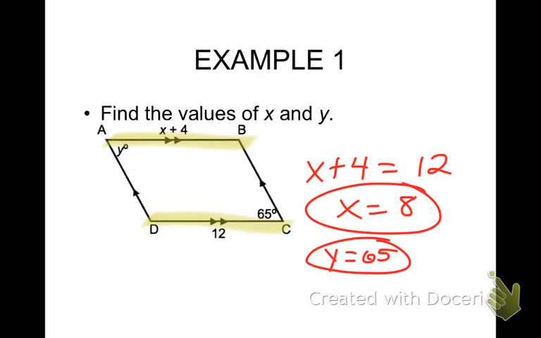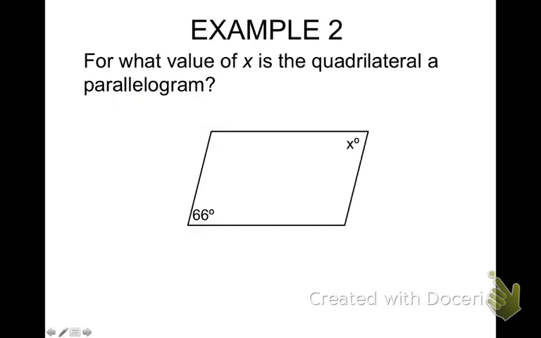Okay, so now at the second example, it's asking for what value of x would the quadrilateral be a parallelogram? What would x need to be? 66. If it was 65, would it be a parallelogram anymore? No, because my opposite angles would not be congruent, which means it would not be a parallelogram. Good. All right, so we know that opposite angles are congruent.